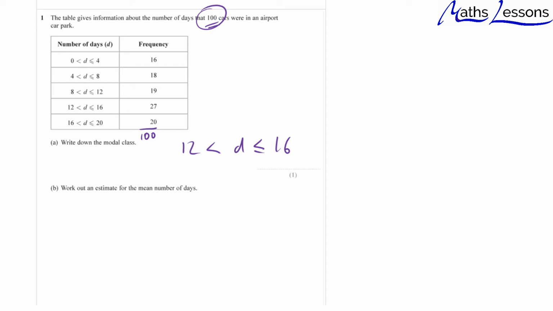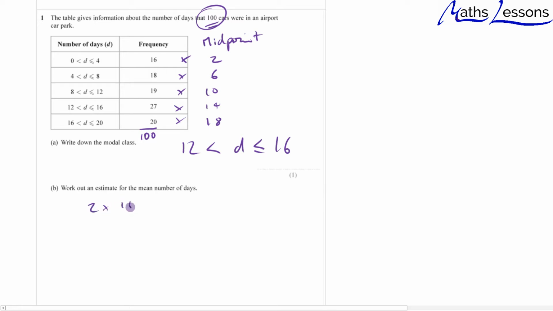Okay, so what we've got to do is there's 16 things here, all between 0 and 4. We don't know what any of those 16 things are. We just know they're between 0 and 4. So we estimate them by using the midpoint. So we're going to guess that all those 16 things are roughly equal to 2. And then we do the midpoint here 6, midpoint here 10, midpoint here 14, midpoint here 18. So those become our midpoints. And basically what we do is we times these all together and add them up.